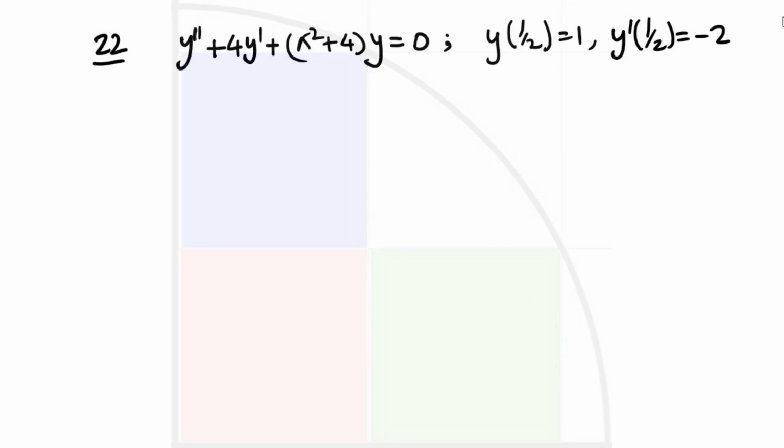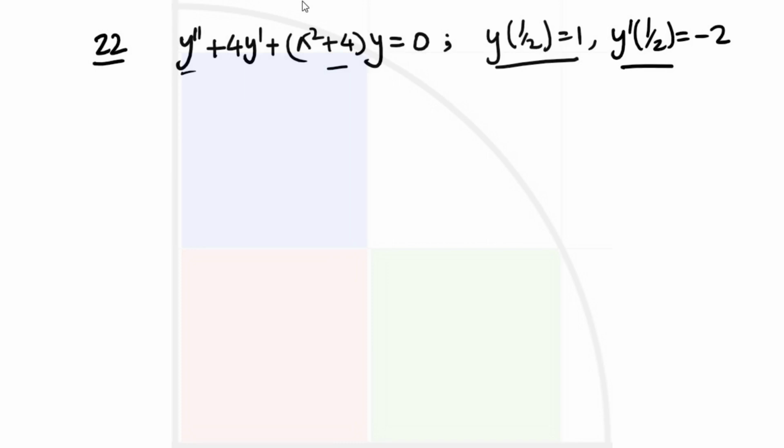Next question is question number 22. In this question we have to refer to problem number 4, and problem number 4 was the one given here, and then the initial conditions are given here as y at 1/2 is equal to 1 and y prime at 1/2 is minus 2. We have to use these initial conditions here.